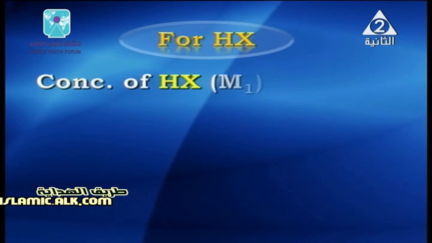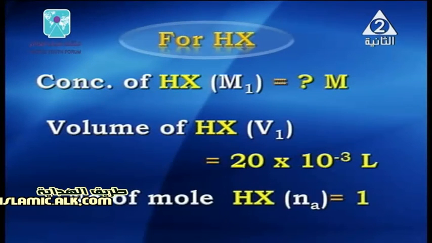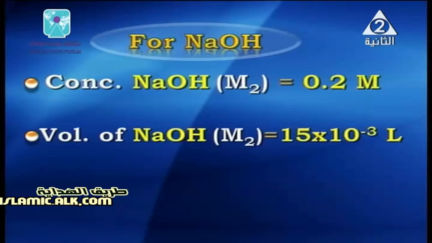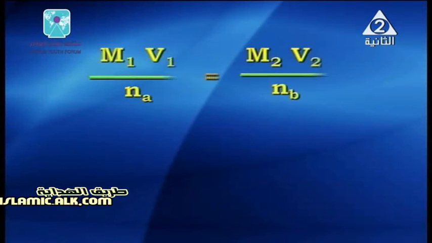So for the acid, the concentration is unknown, the volume is 20 times 10 to the power negative 3 liter, and the number of moles in the equation is 1. For the base, the concentration equals 0.2 molar, the volume of sodium hydroxide equals 15 times 10 to the power negative 3 liter, and the number of moles equals 1. So by applying the relation M1 V1 over Na equals M2 V2 over Nb.